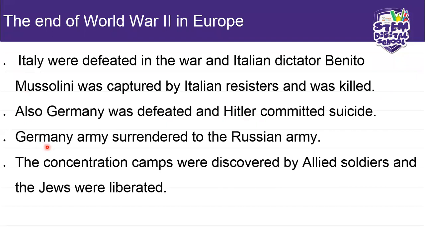The German army surrendered to the Russian army. The concentration camps were discovered by Allied soldiers and the Jews were liberated. So they were set free, finally.